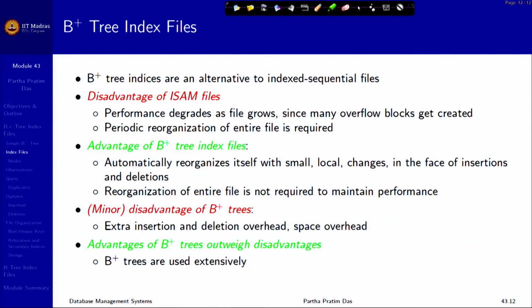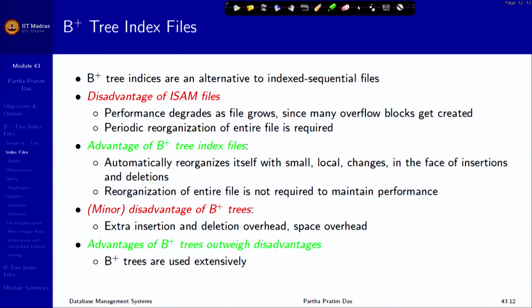So, this is what is used for the index files. We will see they are used for the general record files also. The basic advantage is, whatever we saw earlier, the performance of index sequential files degrades as the file grows. Many overflow blocks are created, reorganization is required, which is expensive, and so on. Whereas, this B plus tree reorganizes itself. It is called a self organizing data structure. Overall reorganization is never required to maintain the performance.